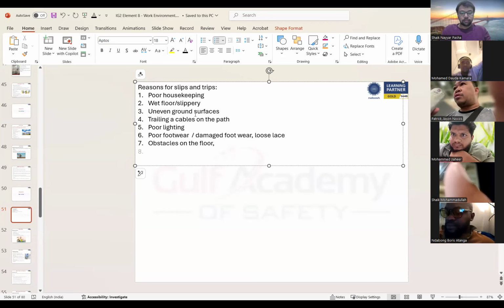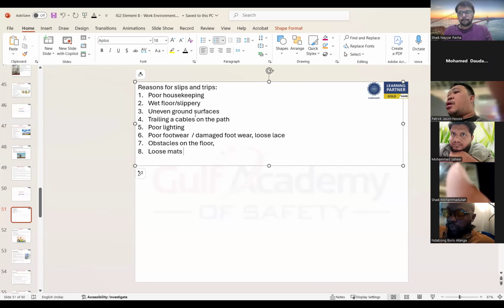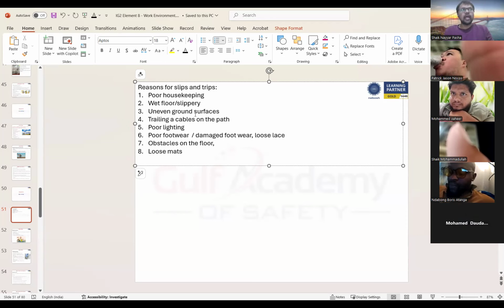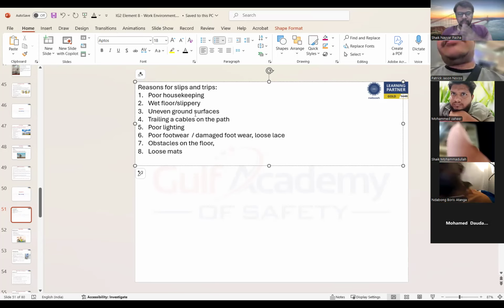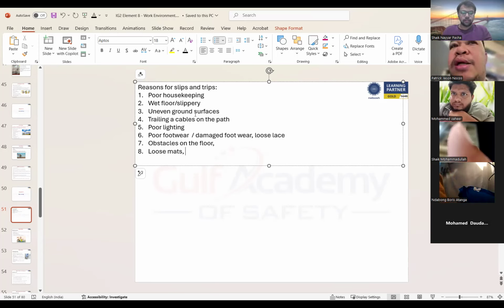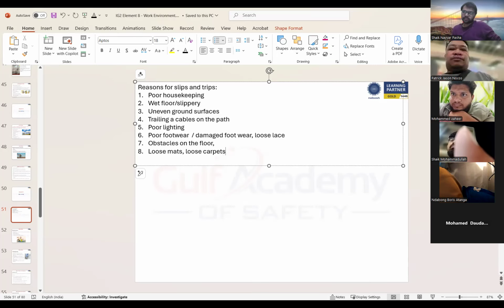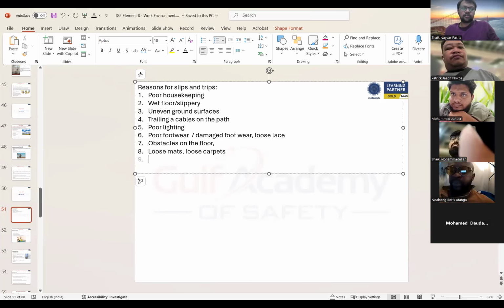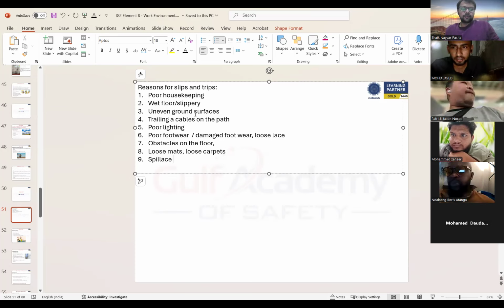Loose clothing also, especially when we are using the escalator. That comes under entanglement actually, because the loose clothing will get entangled. But if you are wearing loose clothing and you incidentally step on it, that could also result in a trip hazard as well. Or not paying attention.